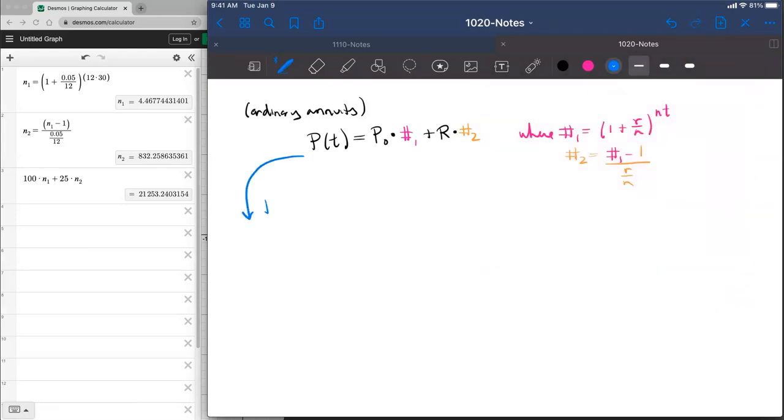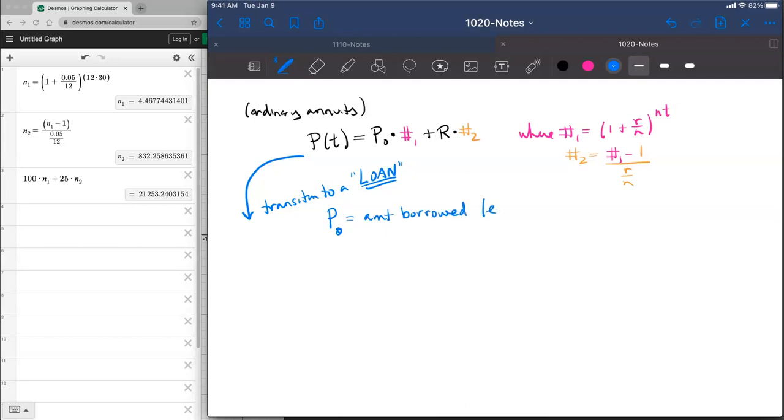We want to transition to what is called a loan problem. We need to just rethink our definitions. P0, rather than being the initial amount that you've invested into the annuity, if we transition to a loan, we're going to think of P0 as the amount that has been borrowed. This is the amount borrowed.